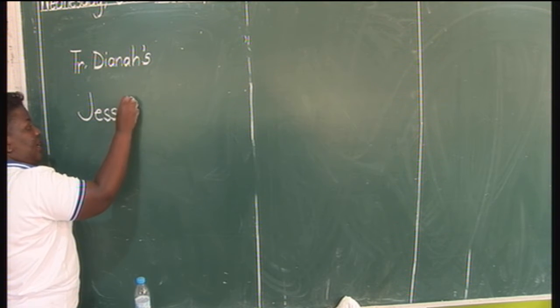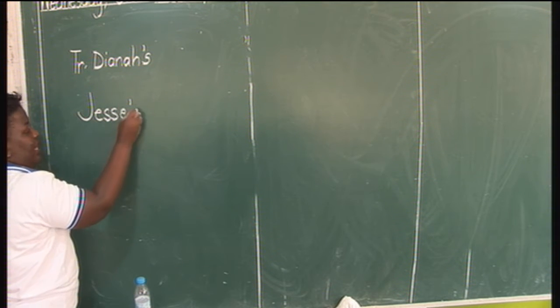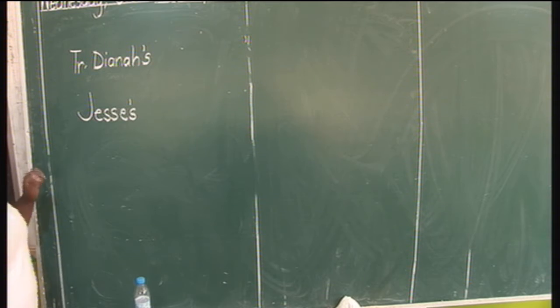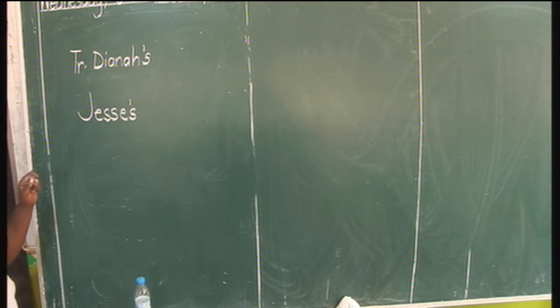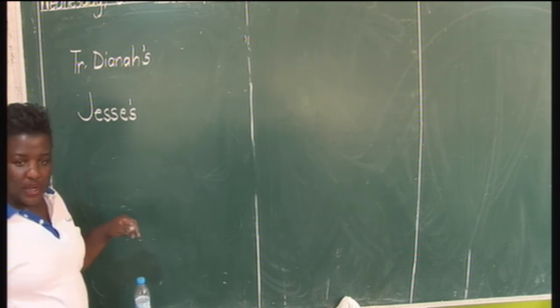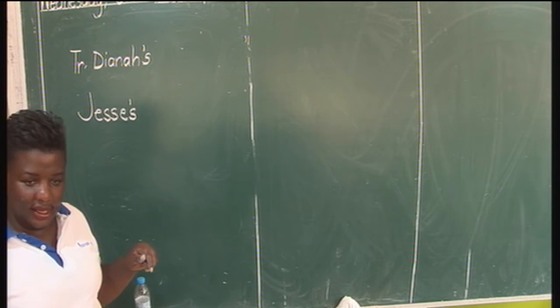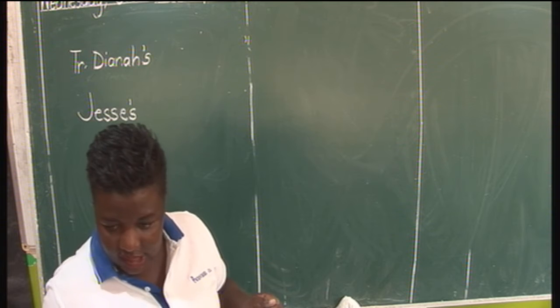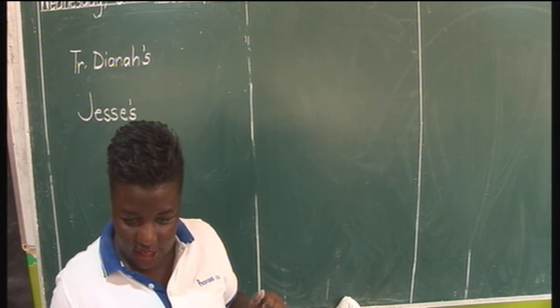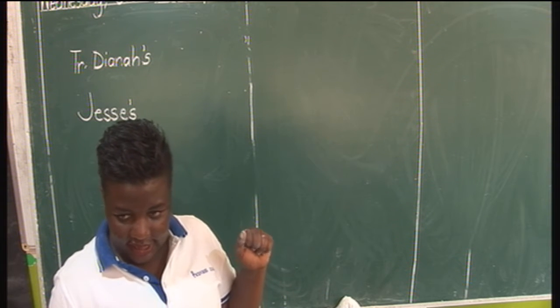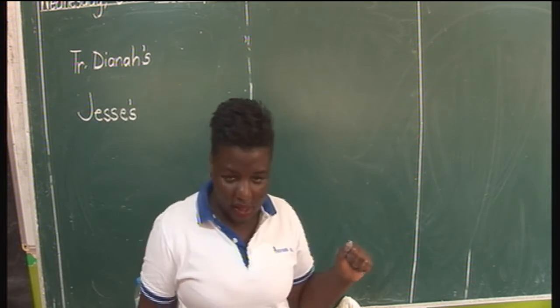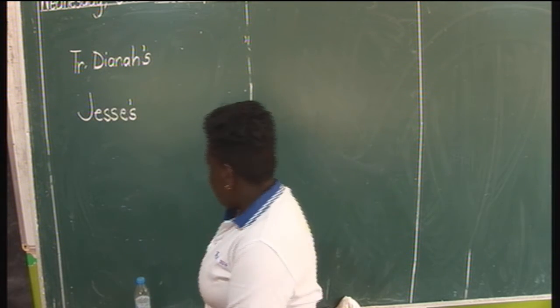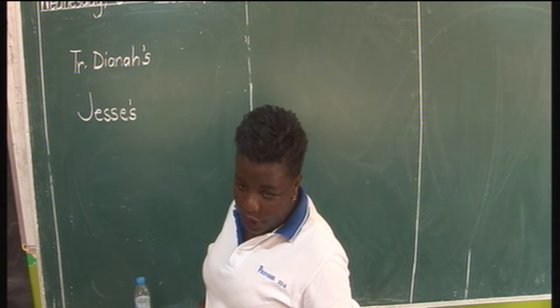Jessie, you put an apostrophe sign, then S. That is Jessie's chair. That is Christina's pencil. That is Tamale's seat. That is Shatra's bag. That is Apple's fruit. So that's how we use an apostrophe.